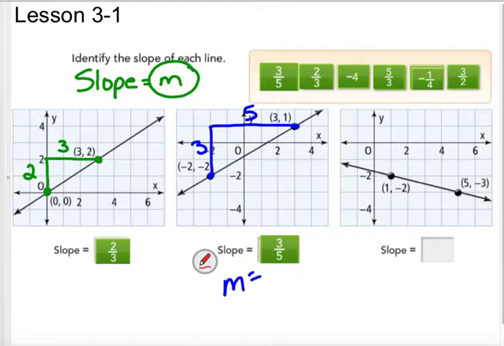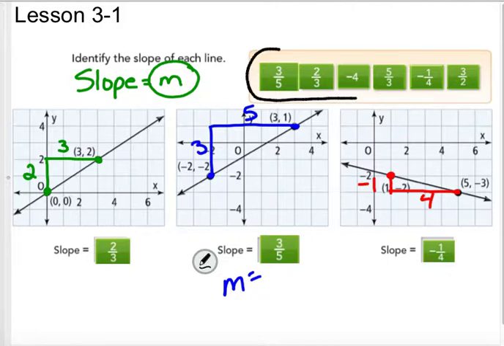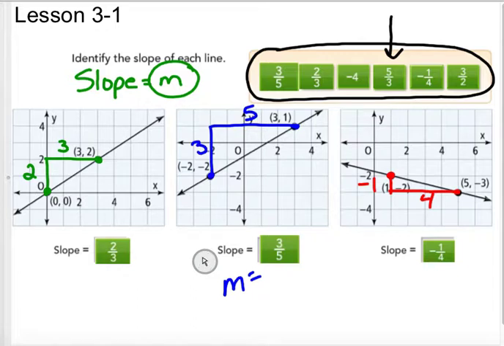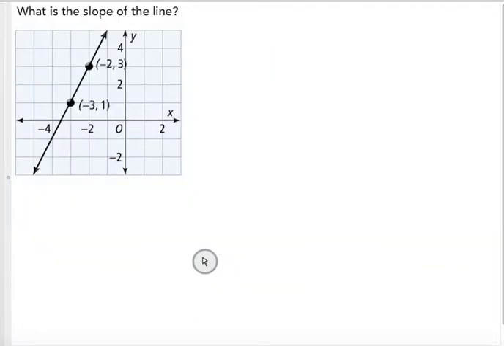And now for the far right, I'm going to start at this dot right here, and I'm going to go down 1, which means I rise a negative 1. And then I run 4. I go to the right, a positive 4. So as my fraction, it will be negative 1 over 4. And again, all of your slopes are going to be fractions, not decimals. And we will do improper fractions. The slope of this line, when completely simplified, is 2.